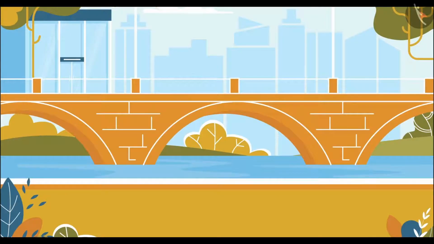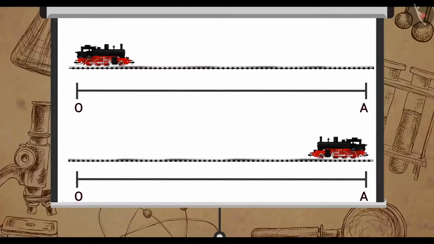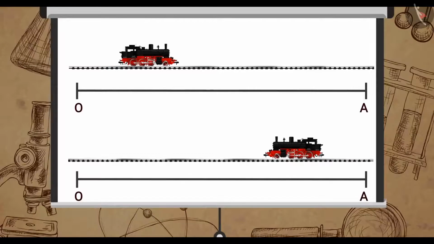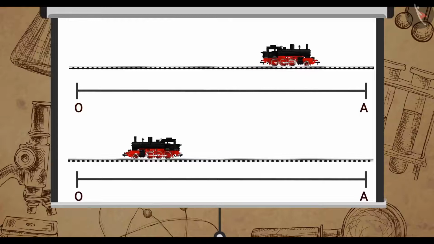We have studied earlier that a body accelerates when there is a change in its velocity. There can be two reasons for the change in the velocity of an object. One is the change in the magnitude of the velocity, and the other is the change in the direction of velocity. Can you give an example when an object is changing only its direction of motion but not its magnitude of velocity?